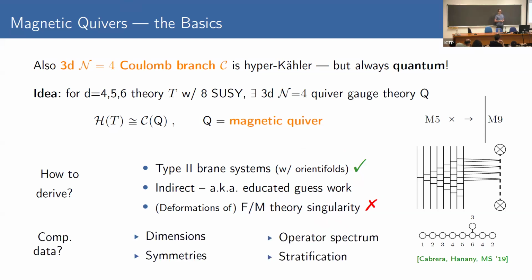Good. So given that we have a magnetic quiver, or I give you this graph, what can you actually compute? Well, you can compute various things depending on how much time you want to invest. You can compute dimensions very fast. You can more or less read off from the graph what the symmetries are. And then if you sit down and do some more computations, you can get operator spectra and the stratification.